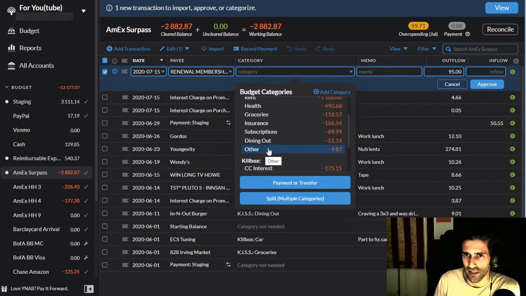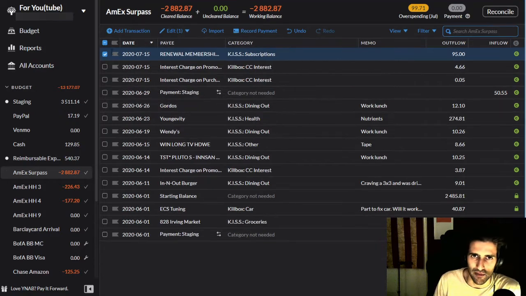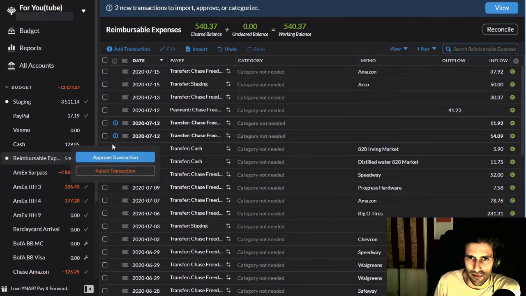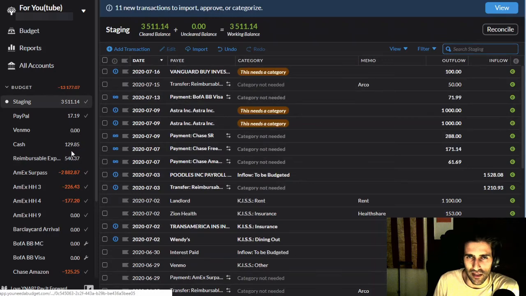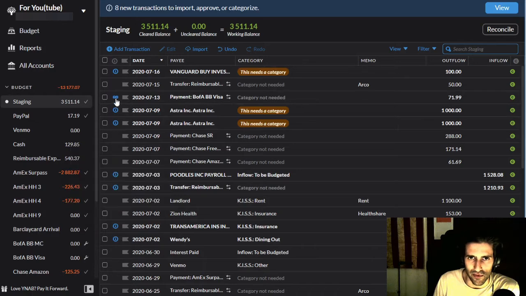So we're just going to put that into, well, that's a subscription actually because I am subscribed to the card. All right, so this should be pretty simple. We just got to go and approve all these things because this is all the reimbursable expenses I incurred on behalf of work. And now let's go into staging and do the last one here. I'm just going to approve all the linked transactions first, so we have those out of the way. We're going to do these ones.